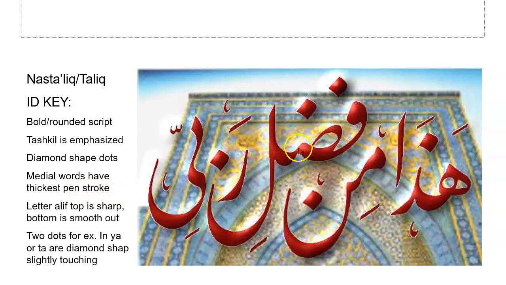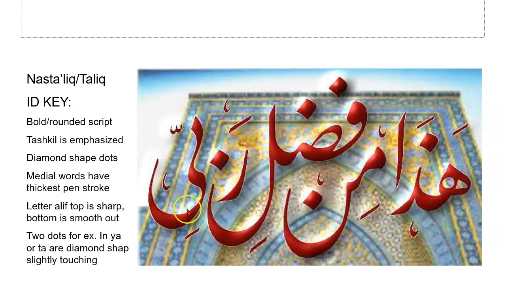So medial, the middle letters. Okay? And then the end, or the aleph, is very thin and very short. Letter aleph, top is sharp. Bottom is smooth out. Two dots, for example, in ya or ta are diamond-shaped dots, slightly touching. This doesn't show that, but they're always slightly touching. The ra or re is the smallest letter. You see it here. Okay. This is like a zal, but when it's connected, it's written just like a za. So it's a zal. Hada min fadli rabbi.